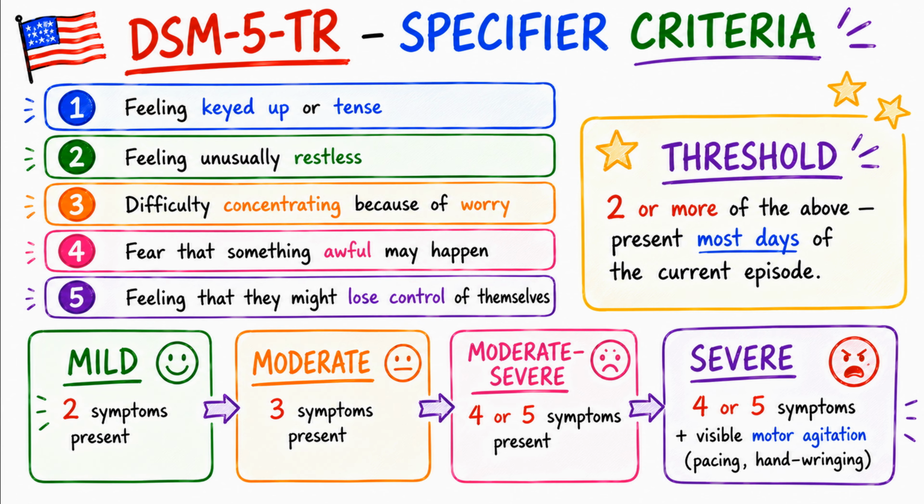2 of those 5 symptoms, present most days of the episode, gives you the specifier. Severity grading goes from mild at 2 symptoms up to severe when 4 or 5 symptoms are present, and you can see visible motor restlessness, pacing, wringing hands, unable to be still. Severe anxious distress is associated with significantly higher suicide risk and longer episode duration. Clinically, quetiapine is often the drug of choice here because it has both mood-stabilizing and anxiolytic properties. Short-term benzodiazepines can bridge acute agitation.